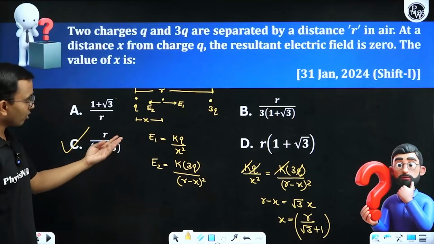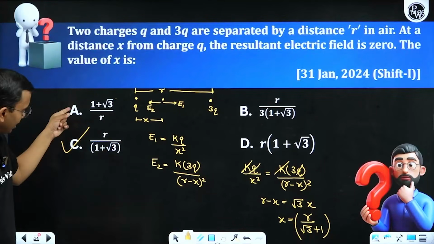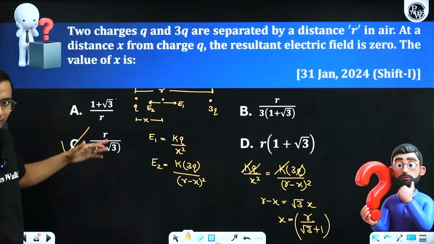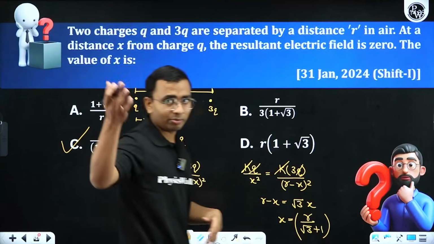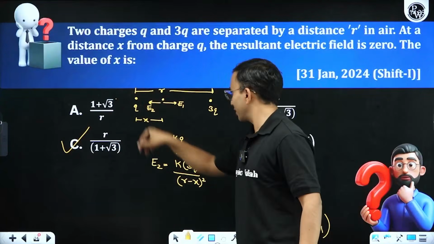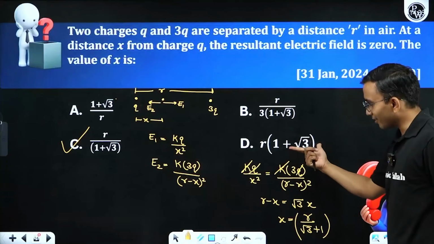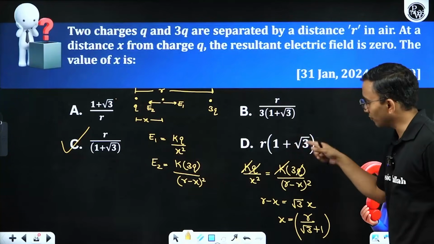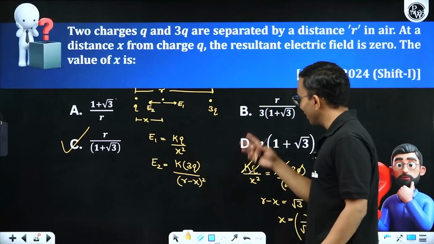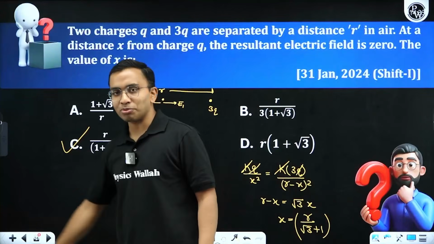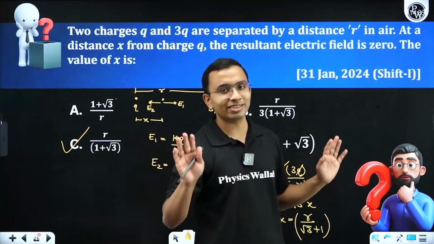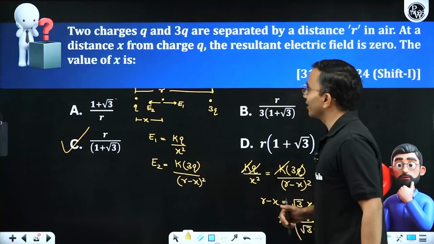Anyways, two of the options you can directly cancel. A option, you see, this is 1 by r. Distance is there, r will be in the numerator, not in the denominator. A is incorrect. If you see option D, the distance is greater than r, 1 plus root 3 times r. So, D is also incorrect. B and C, two options are there. Anyways, solving this is simple, I am just telling you.